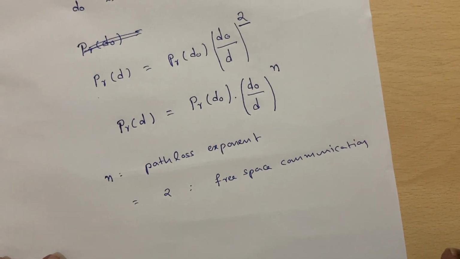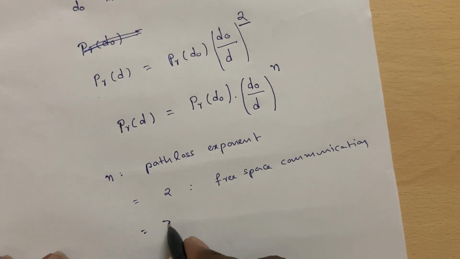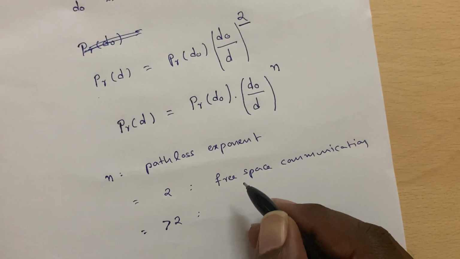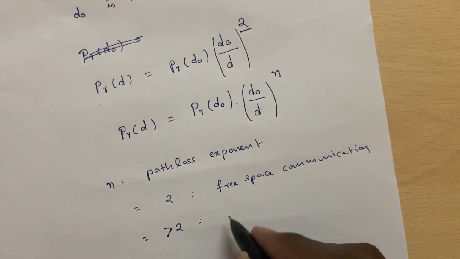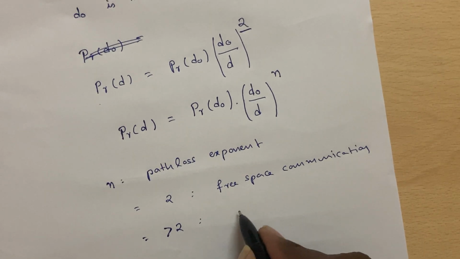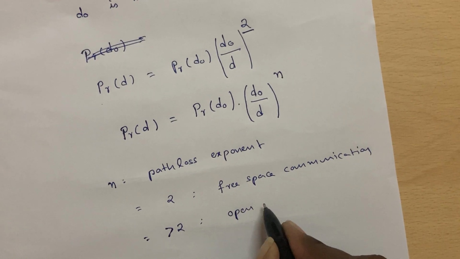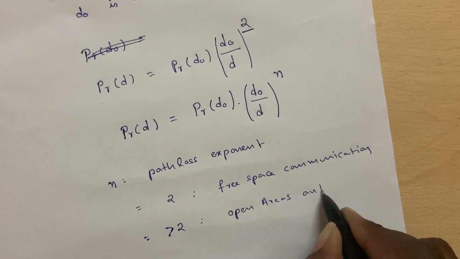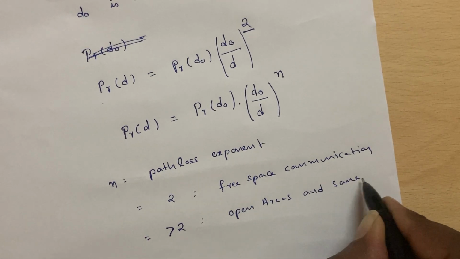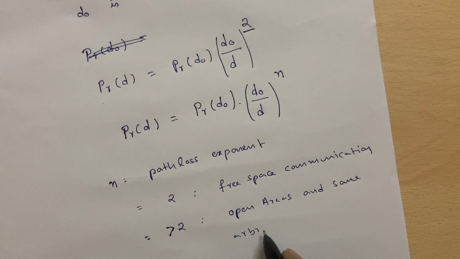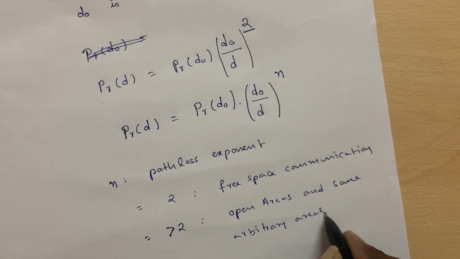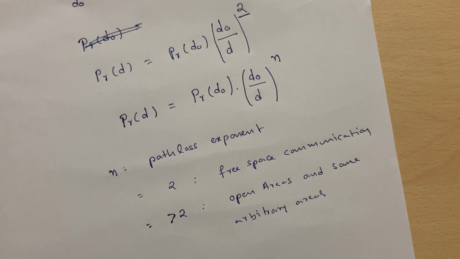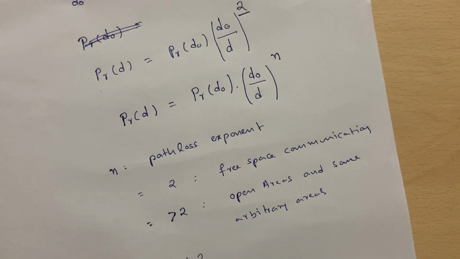For free space communication, the path loss exponent will be greater than 2 for open areas and some arbitrary areas. And the path loss exponent will be less than 2 for indoor propagation.